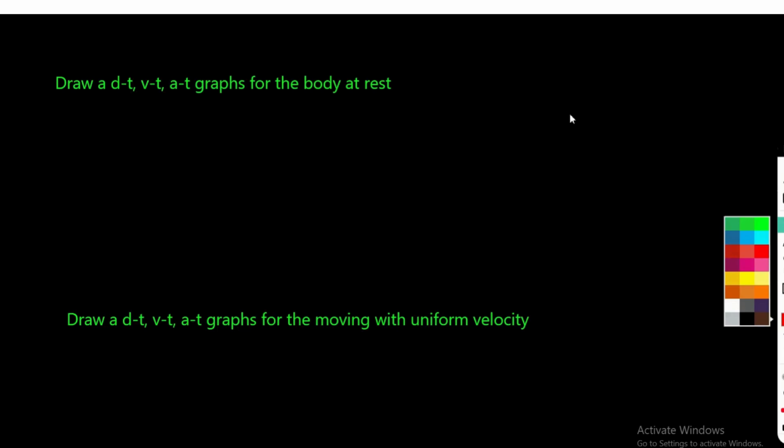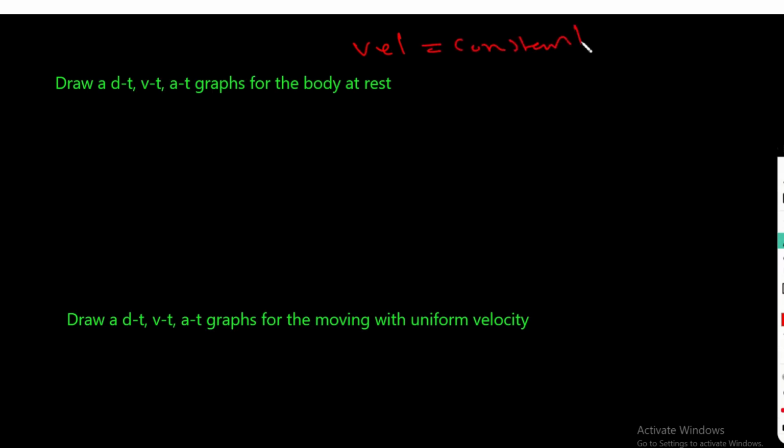it means the acceleration is zero. That's what I mean. If we say the velocity is constant, it means we are saying acceleration is zero. And if we say the displacement is constant, it means that we are saying that the velocity is zero.